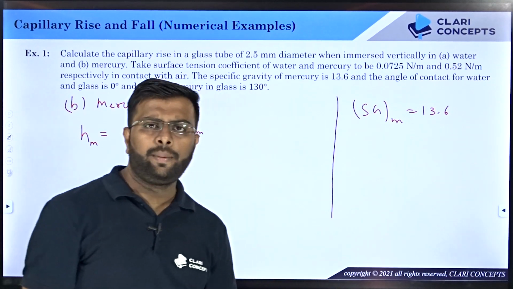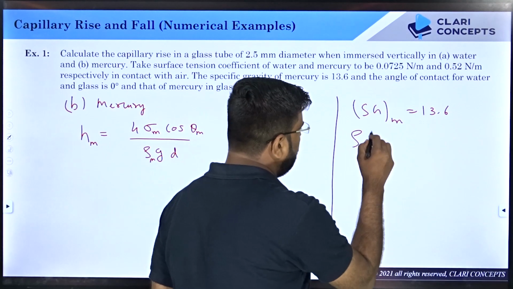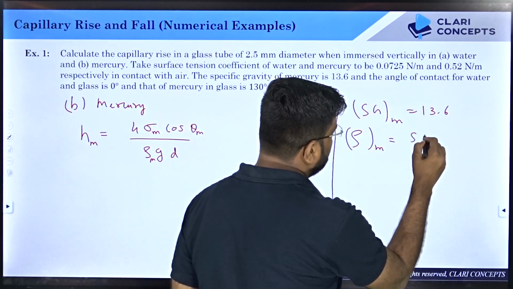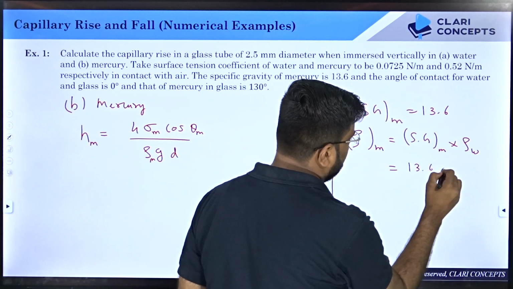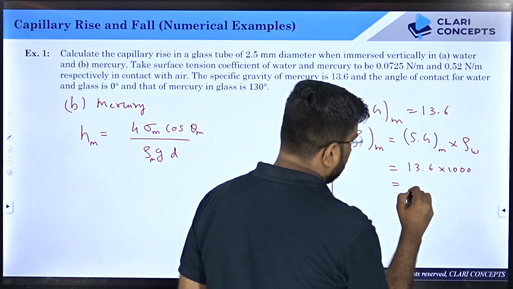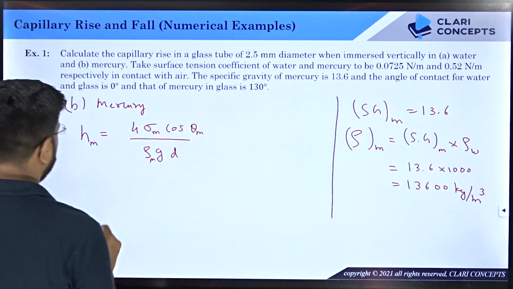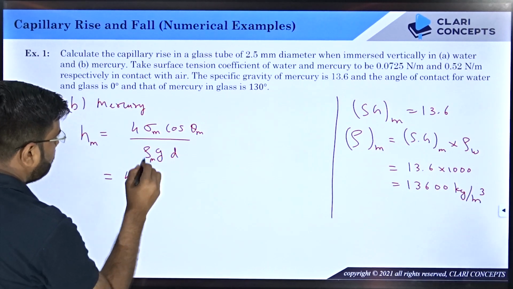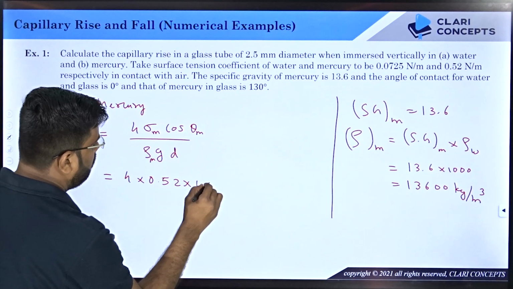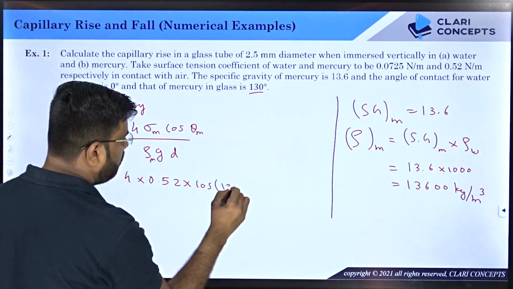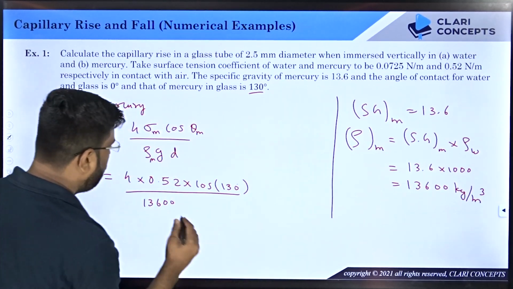I hope you are aware from the fundamental principles of fluid mechanics that when specific gravity is given to you, you can easily find the density of mercury by multiplying specific gravity with the density of water. So that is 13.6 into 1000, which equals 13600 kg per meter cube. So you can put this value over here. So let us put all the values. Sigma for mercury is 0.52. Cos theta for mercury is 130 degrees. And then rho_m is 13600, which we have already found out.